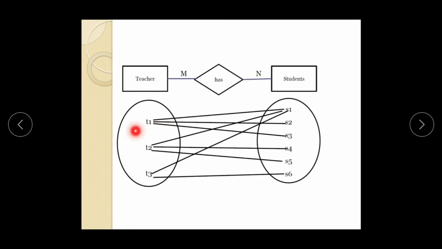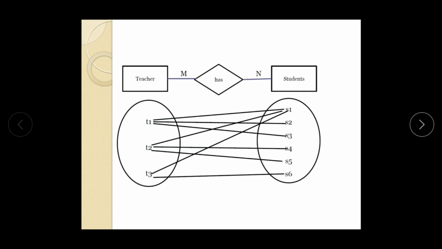So here T1, T2, T3 are the entities, and S1 up to S6 are the students. The teacher T1 teaches students S1, S2 and S3. Similarly, the student S1 is taught by teachers T1, T2, T3. So both are correct. Clear? Similarly, the teacher T2 taught the students S1, S4 and S5. Now the student S1 is taught by the teachers T1, T2, T3. So both are correct. So this is called many to many cardinality.